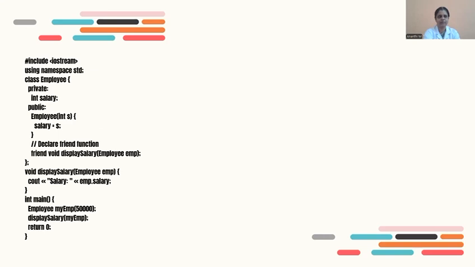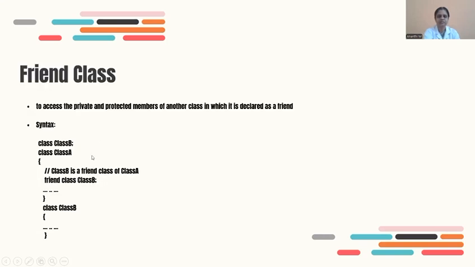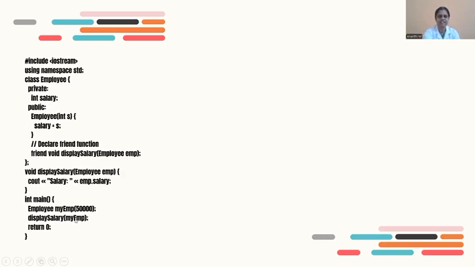So this is one example program. Here we have declared one class called employee, and we are going to declare displaySalary as a friend function. Then the displaySalary function can access the variables and functions of the employee class. The salary is a private member of the employee class, but it can be accessed from outside the class by this function. So this is the use of a friend function. The salary can be accessed by a function which is given outside of a class.